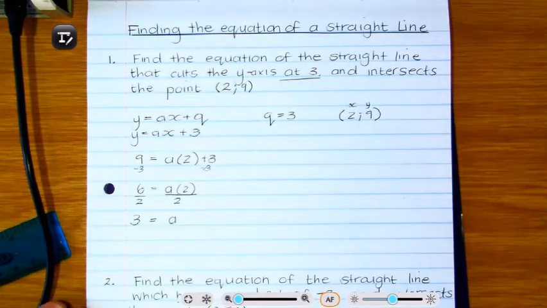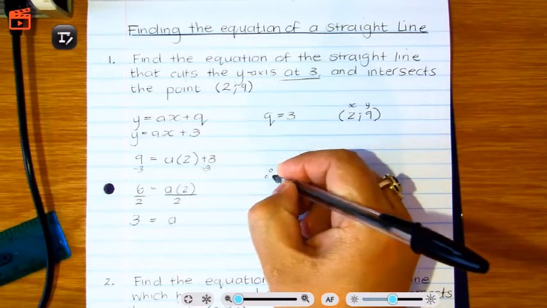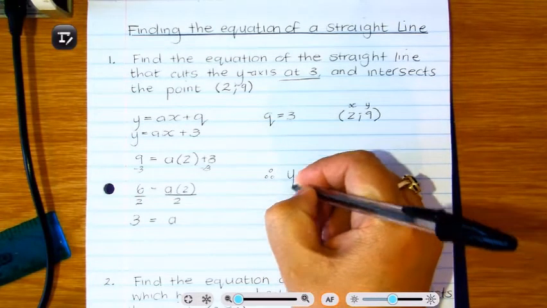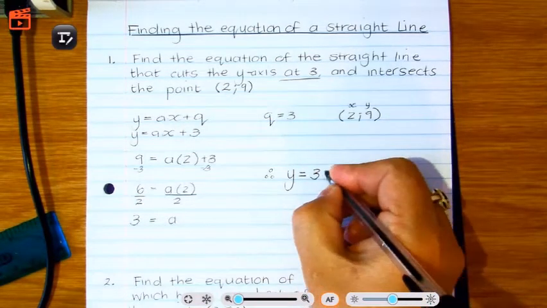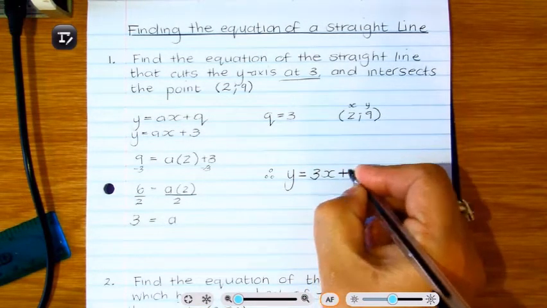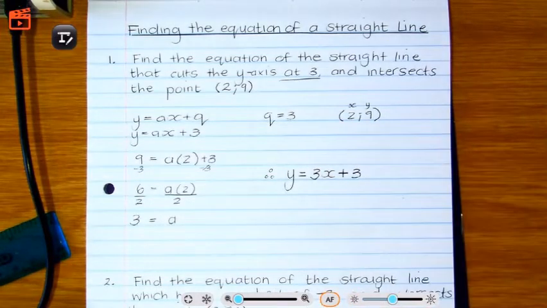So now I've got my a value and I've got my q value. Now I can put those into my equation, and then I have found the equation of my straight line. So therefore, the equation of my straight line is y is equal to, instead of a, I've got a 3x plus, instead of q, I also have a 3. So the equation of my straight line is y is equal to 3x plus 3.